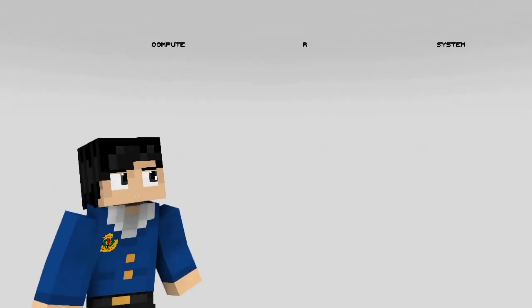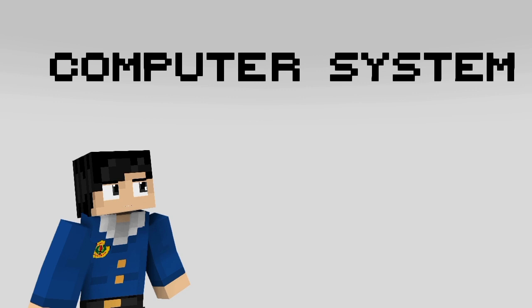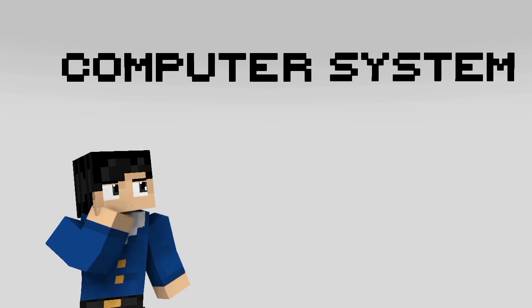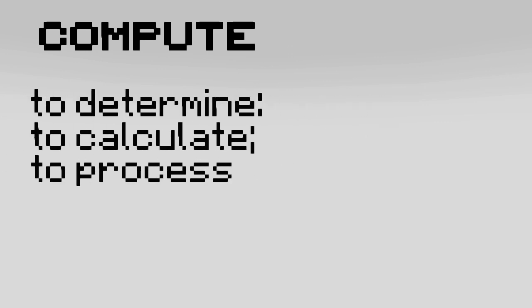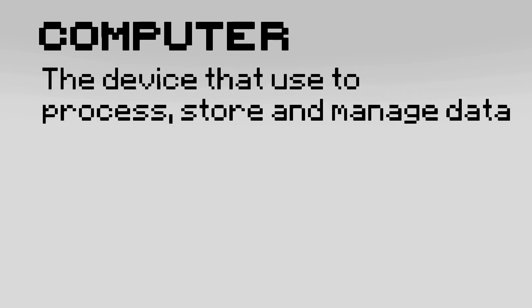I heard you saying, what is computer system? To understand that, we need to understand what is computer and what is system. Computer is from the word compute, closely meaning to determine, calculate, and process. So, computer is a device that is used to process and store data.